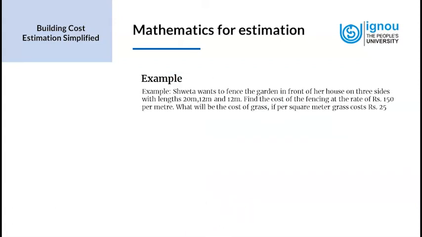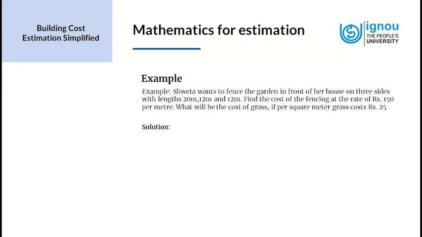Now I'll give you an example. Shweta wants to fence the garden in front of the house on 3 sides with lengths 20 meters, 12 meters and 12 meters. Find the cost of fencing at the rate of rupees 150 per meter. What will be the cost of grass if per square meter grass costs rupees 25?